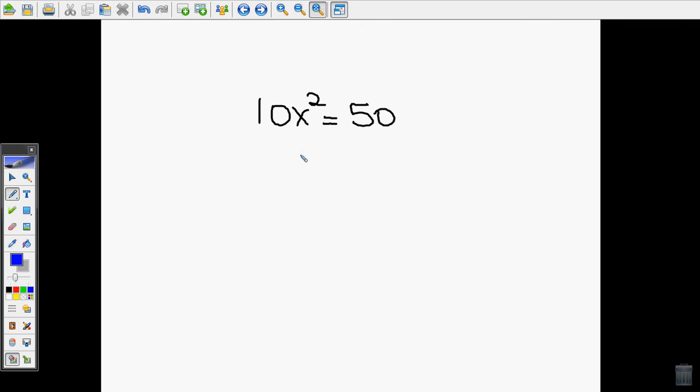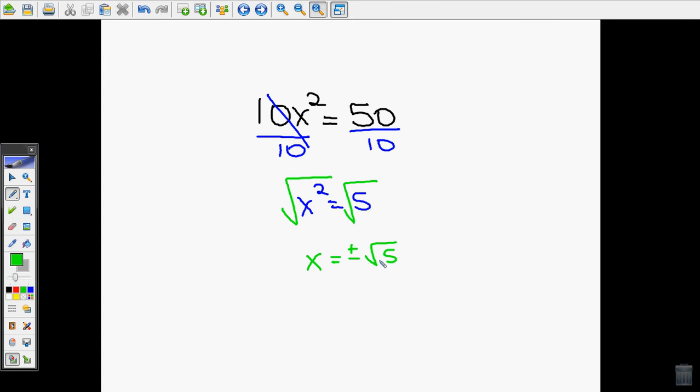This one, we have 10x squared is equal to 50. So I'm going to start by dividing both sides by 10. This gives me x squared is equal to 5. So to solve this, I'm going to take the square root of each side, and I get that x is equal to the plus or minus square root of 5.